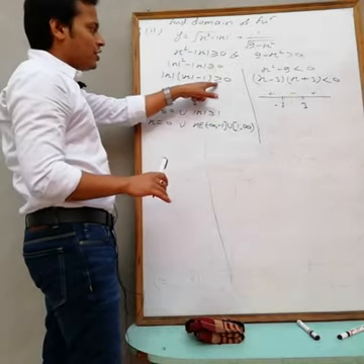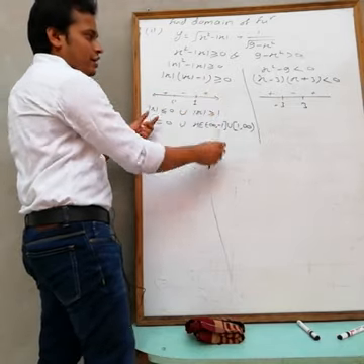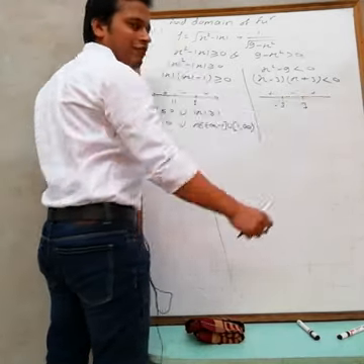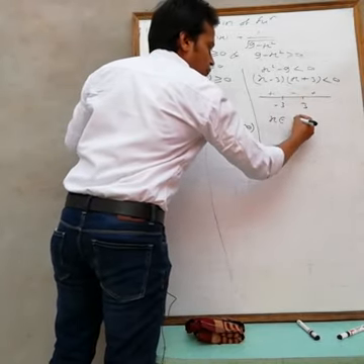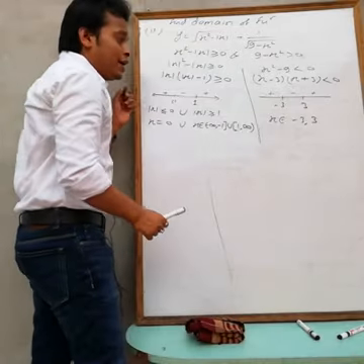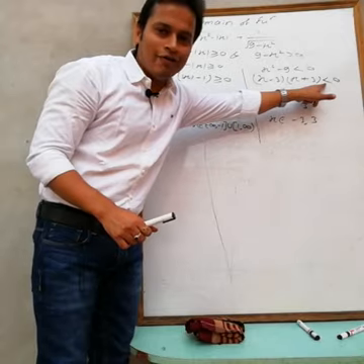If greater than or equal to 0, then take the interval with positive sign. If less than 0, then take the interval with negative sign. So x belongs to minus 3 to plus 3. Can I include minus 3 and plus 3? In this one, no, because there is no equality sign.